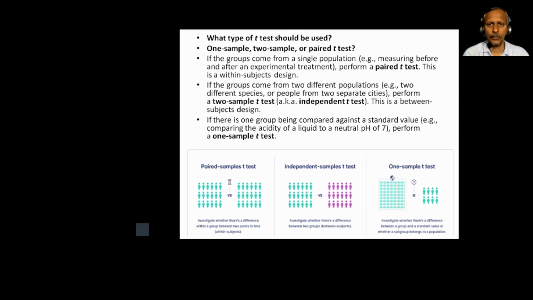And if there is only one group being compared against one standard value, let us say, for example, the average height of the class is greater than or equal to 5, then in such an example, we are using a one sample t-test. One sample t-test is used with only one variable, and then we have some standard value, and then we are comparing that against some value. So then we are using a one sample t-test.